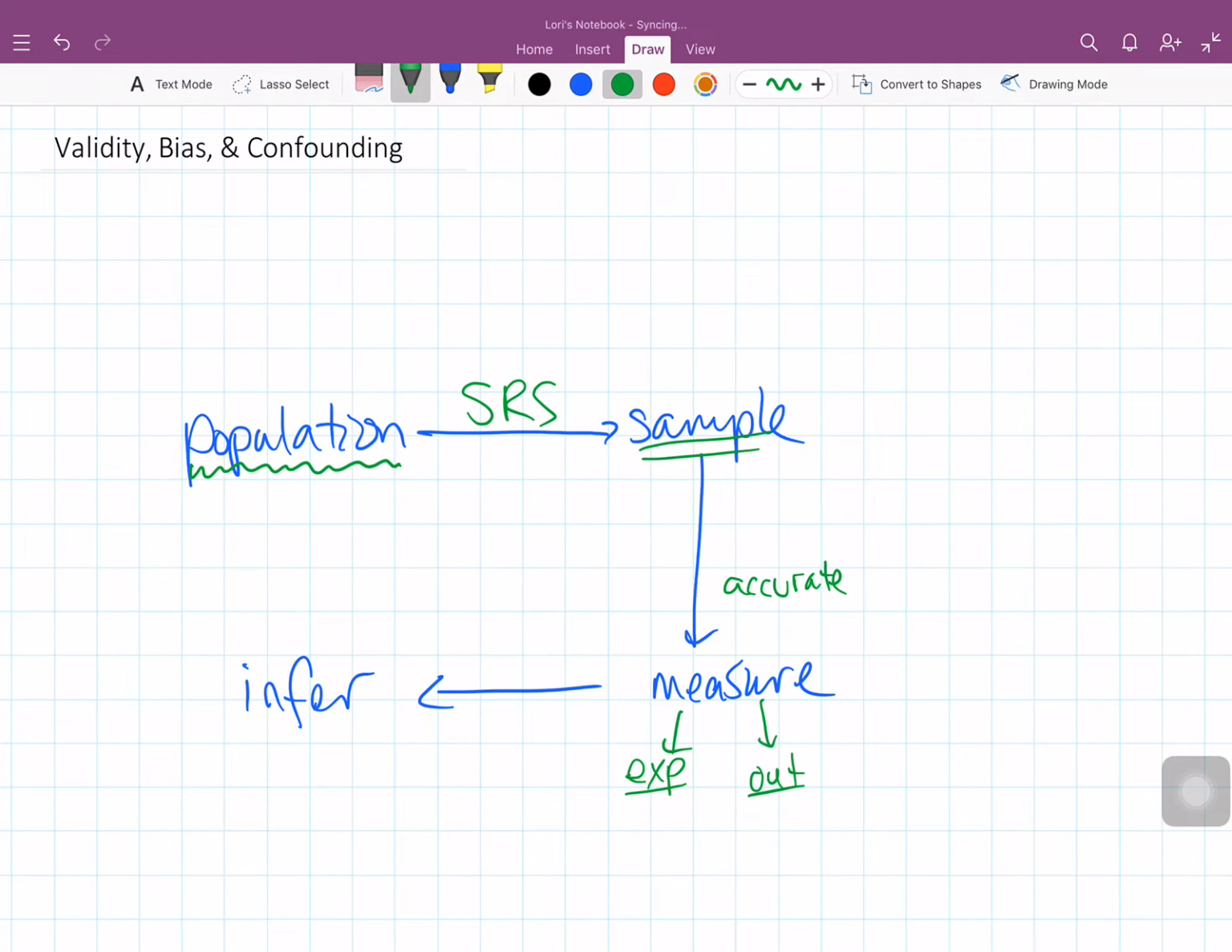Once we've taken those measurements and we've analyzed them, then we can go back to inferring something about the population. And you'll probably remember that we measure things and we calculate things like maybe the sample mean, and then we go back and we infer the population mean. So based on these measurements that we've taken for each individual, then we can say something back about that parent population that we think that we're trying to represent. So this has everything to do with validity and bias.